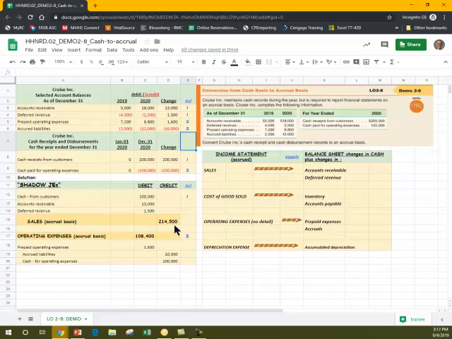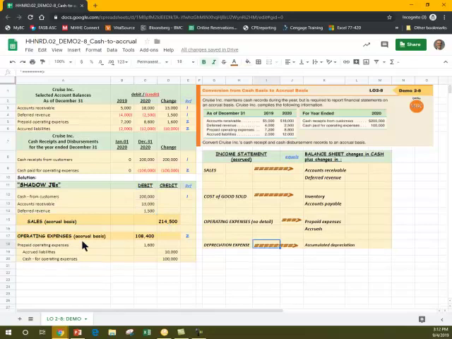The balancing amount for the entry, if we sum these three items, the $200,000 increase in cash from customers, the increase in accounts receivable, and the decrease in deferred revenue, we would have accrued sales of $214,500. That is the amount that you would report on the income statement as accrued sales.